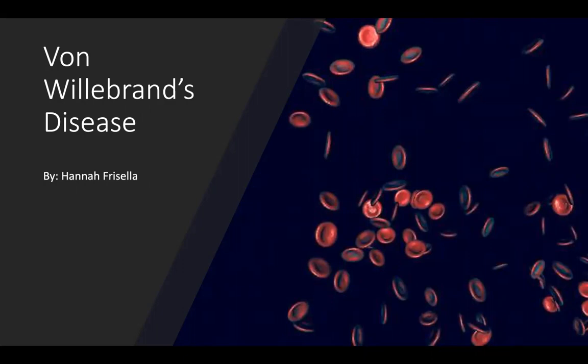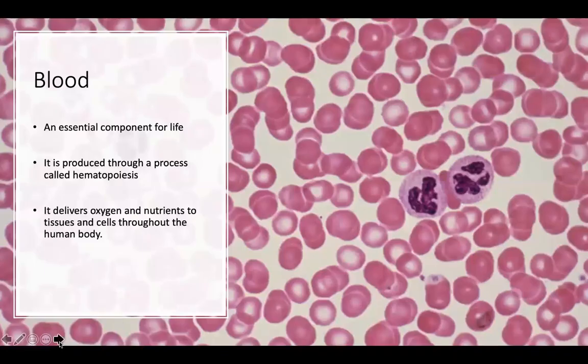Before getting into more information about von Willebrand's disease, I want to talk about blood and how the mechanism of coagulation occurs. I feel that it would be best to explain how vital blood is and this mechanism before getting into the disease itself. Blood is an essential component for life and is produced through a process called hematopoiesis to deliver oxygen and nutrients to tissues and cells throughout the human body.